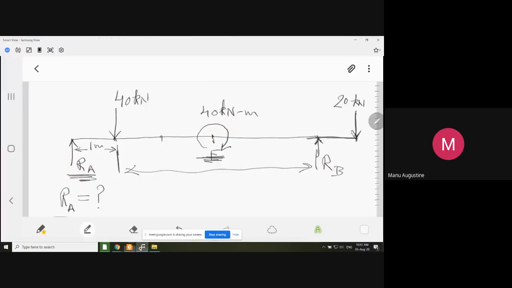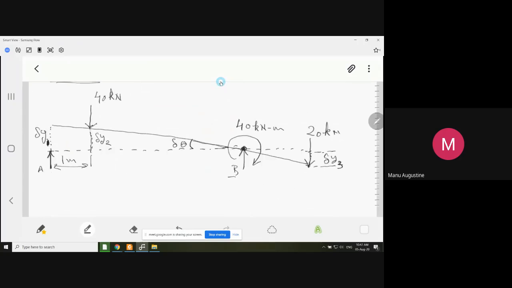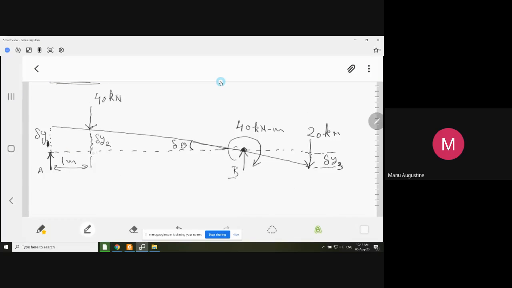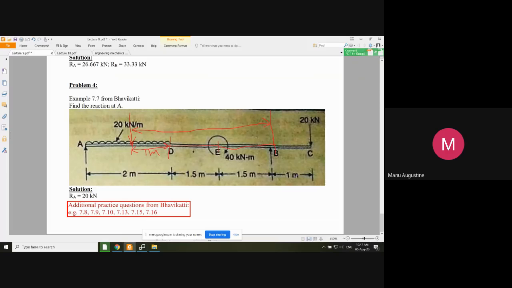So I will write this as 4 meters. I have to get this distance. Okay? So this distance is 4 meters. The couple was placed exactly over point B. What is this distance, the distance between B and this load? 1 meter.